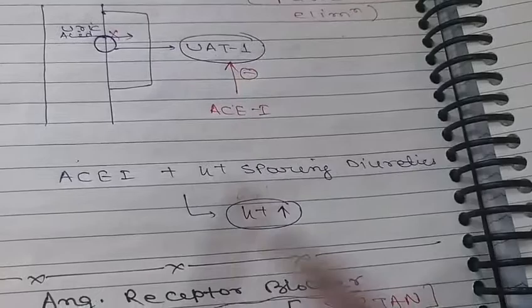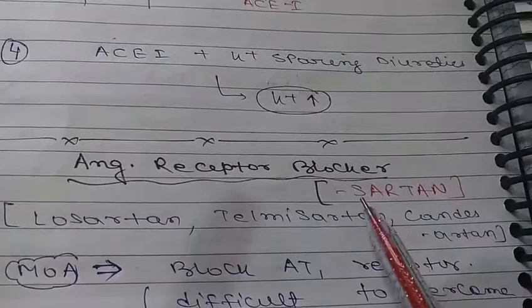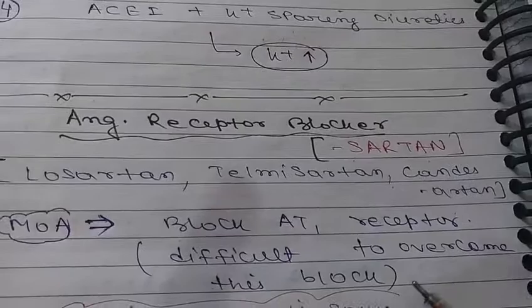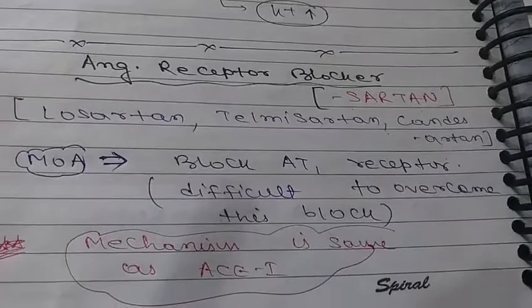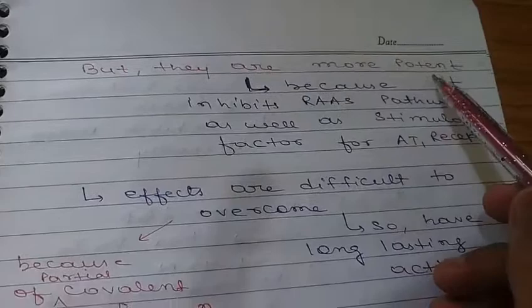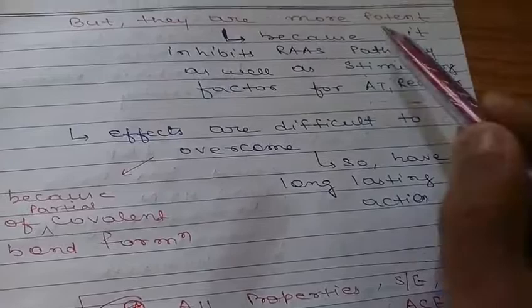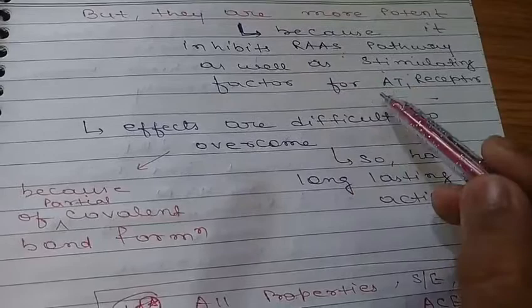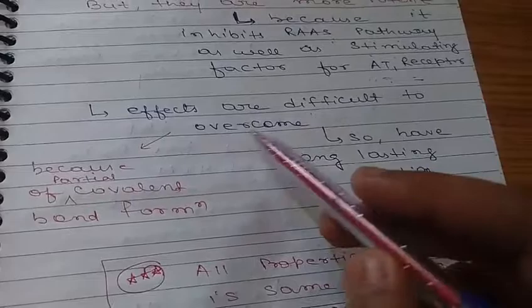Clear? Now the next class is your angiotensin receptor blockers, and these drugs have sartan, such as losartan, telmisartan, candesartan. Mechanism of action is to block AT1 receptors, and this block is difficult to overcome. Very important point, this block is difficult to overcome. Mechanism is about the same as ACE inhibitors, but they are more potent because they inhibit the RAS pathway as well as the other factors which stimulate your AT1 receptors. Their effects are very difficult to overcome because they form a partial covalent bond. Clear? So they have long lasting action.